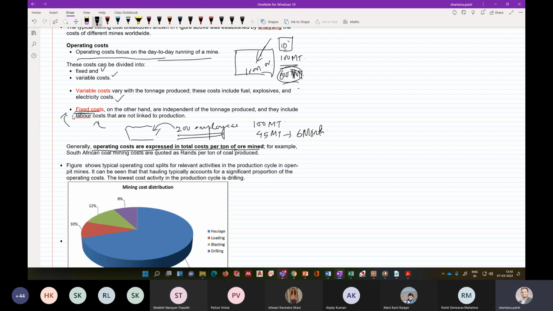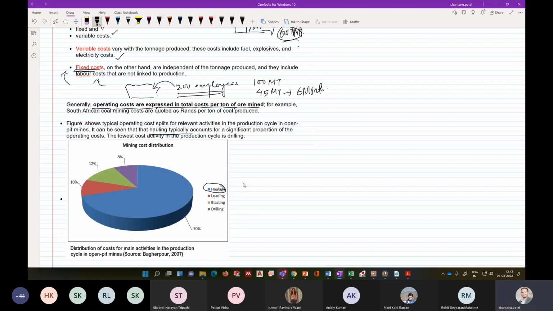Generally, operating costs are expressed in cost per ton, as we discussed. The figure shows the typical operating cost split for relevant activities in the production cycle in an open pit mine. It can be seen that hauling typically accounts for a significant proportion of the operating cost. Hauling cost is maximum, around 70%.